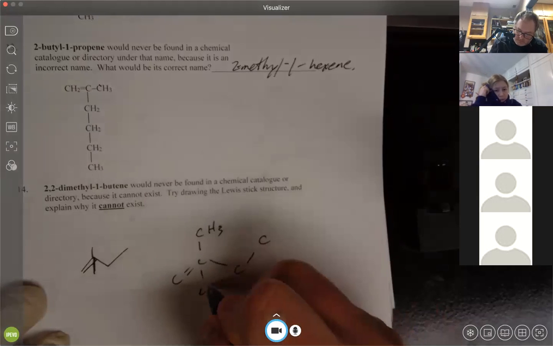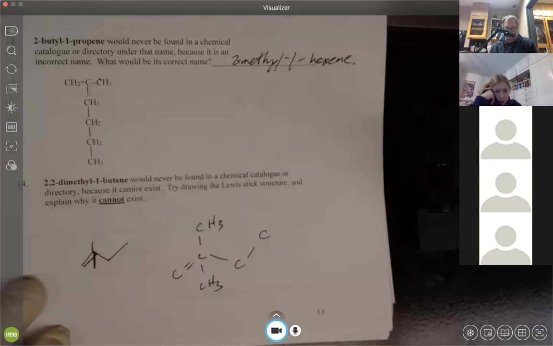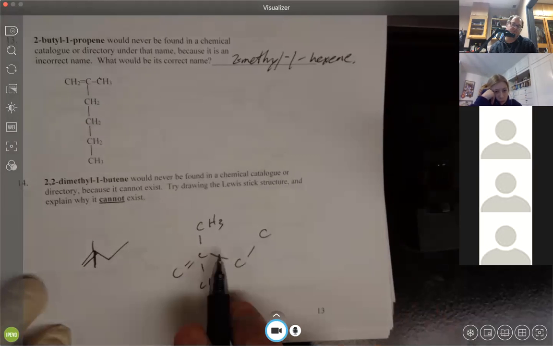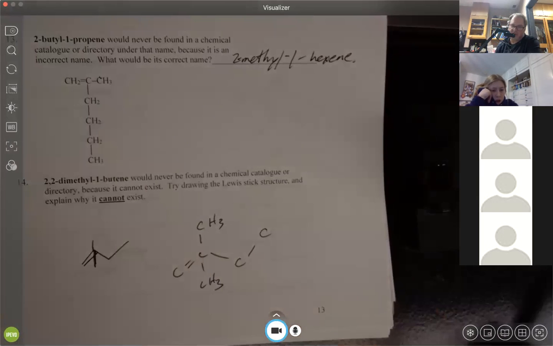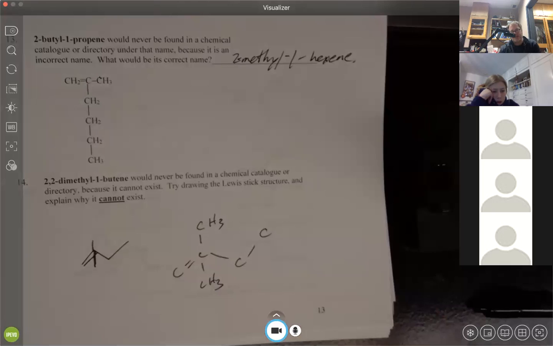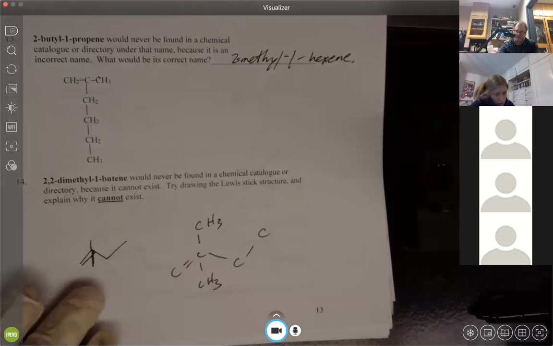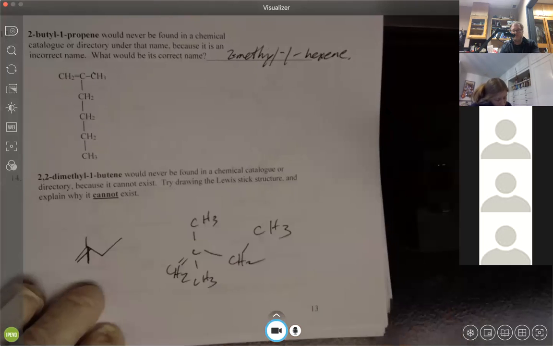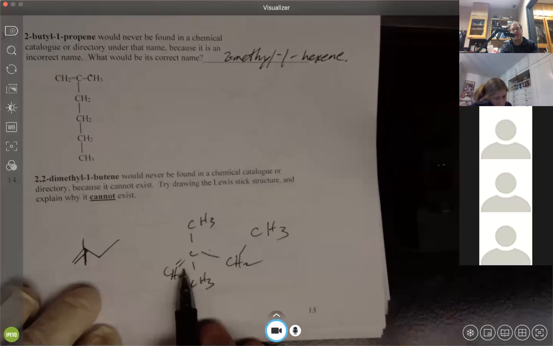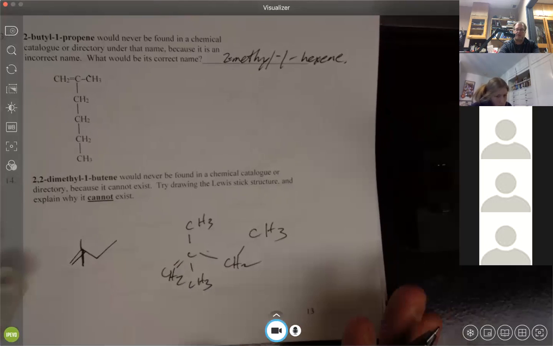Wait, how can something be too many bonds? Is that a rule that we have? 1, 2, 3, 4, 5. Carbon is not in period 3, so it has to follow the octet rule. It can't use the d orbitals. sp3 is the most carbon can have. And I didn't finish this. Let me do that real quick. So we have 1, 2, 3, 4, 5 bonds on that carbon. Not going to happen.